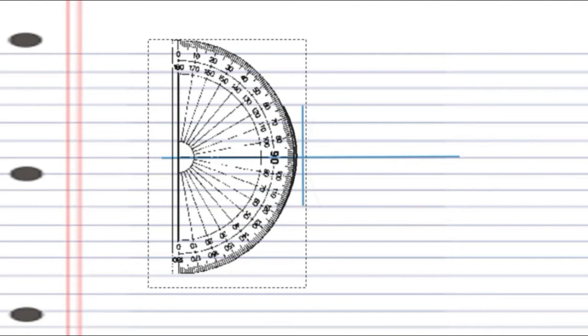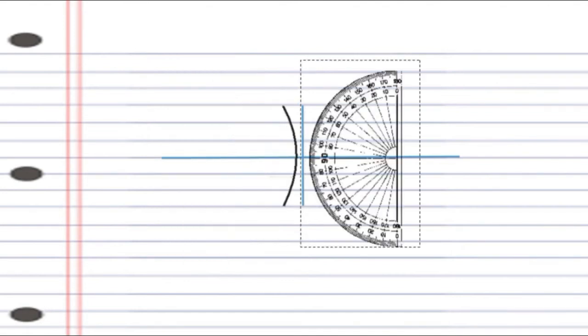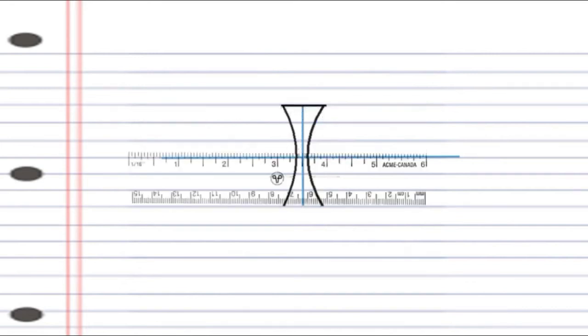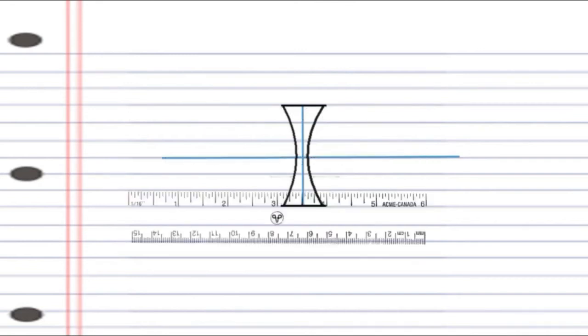So one side curvature is drawn, and second side also a curvature is to be drawn. Let me draw it properly. Now use your scale again and complete the diagram as shown on the screen. Right? So this is the first step to draw concave lens. The portion of the concave lens above the line and below the line should appear same.